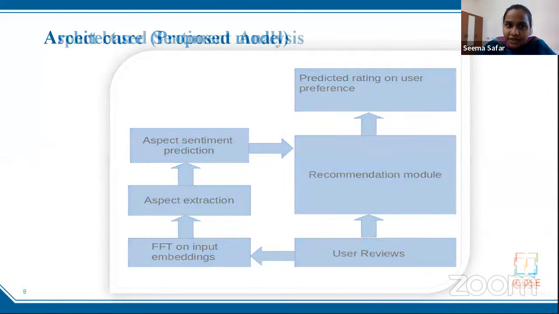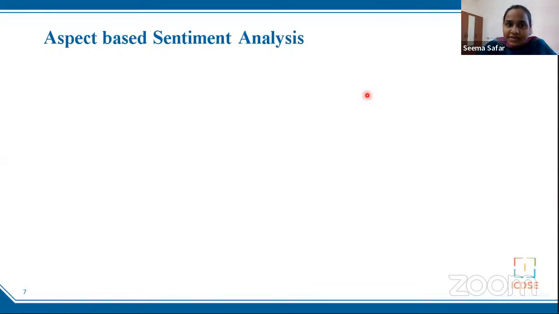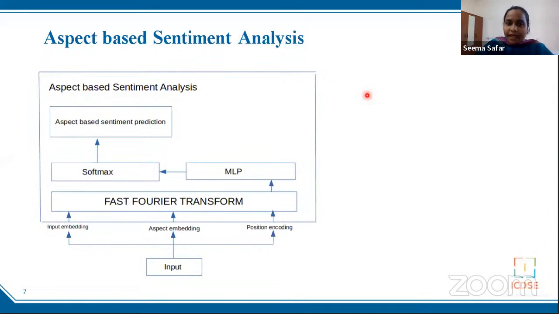Moving on to the details of each of the modules. The aspect-based sentiment analysis part. This is the block diagram of what happens inside an aspect-based sentiment analysis part. The raw input, which is an input review, is fed in. Our input consists of the input embedding, or word embedding, and the word embedding that we are using is GloVe, which is an unsupervised learning model. Then we have the aspect embedding and the position encoding, so that when we are trying to mix the tokens, it does not affect the working of the system.